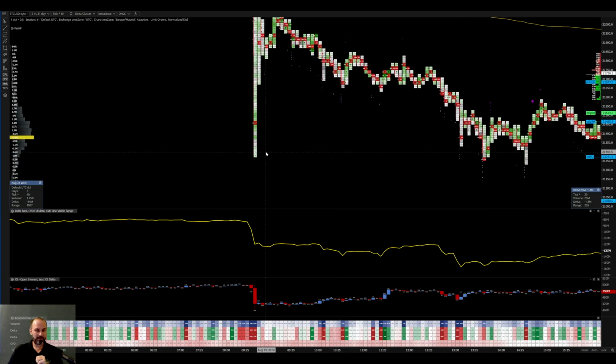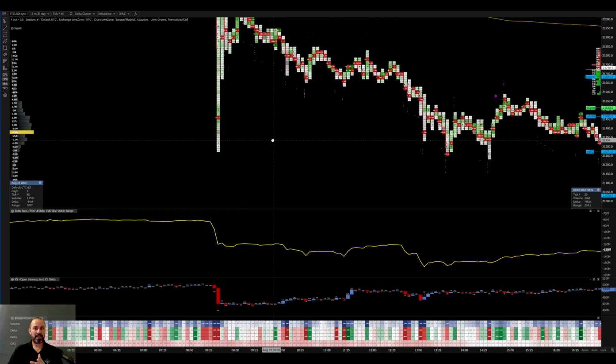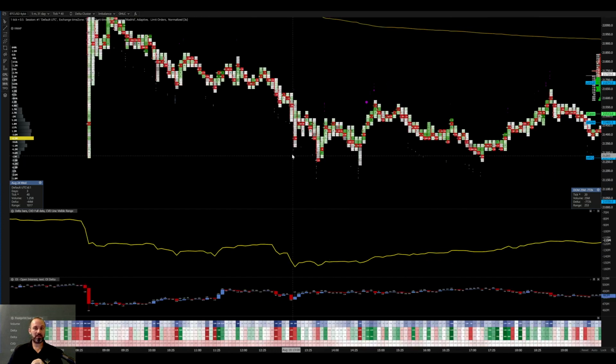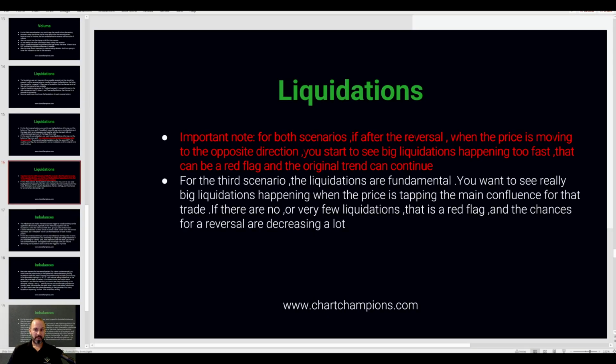trade the retest. But the fact that we don't have liquidations here, you can see we don't have liquidations, that is a red flag, and the trend could actually continue. And you see here, when the price starts to make lower low, lower low, you start to see the liquidation. So definitely you want to see liquidations for a possible reversal. The liquidations are very good for a possible reversal.